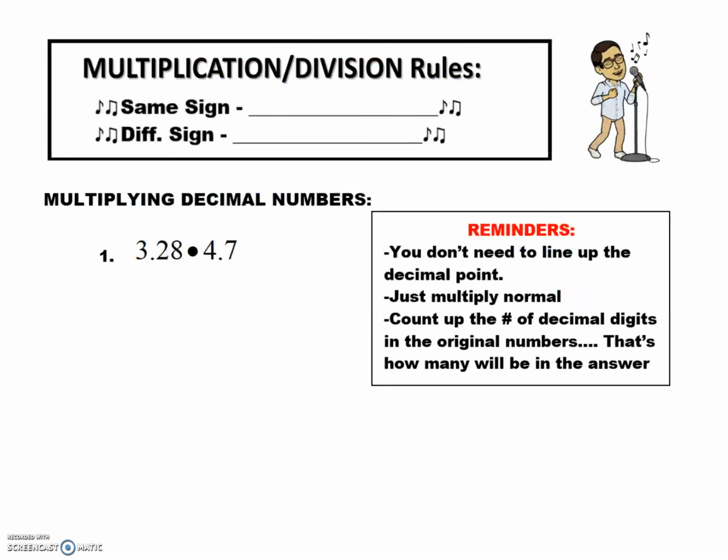All right, so let's not forget our multiplying and dividing rules. Same sign, positive; different sign, negative. Now we're only going to do one example of multiplying decimal numbers because we want to get to the fractions. So just a couple of quick reminders about decimals. You don't need to line up the decimal point, just multiply, and then you'll be fine.